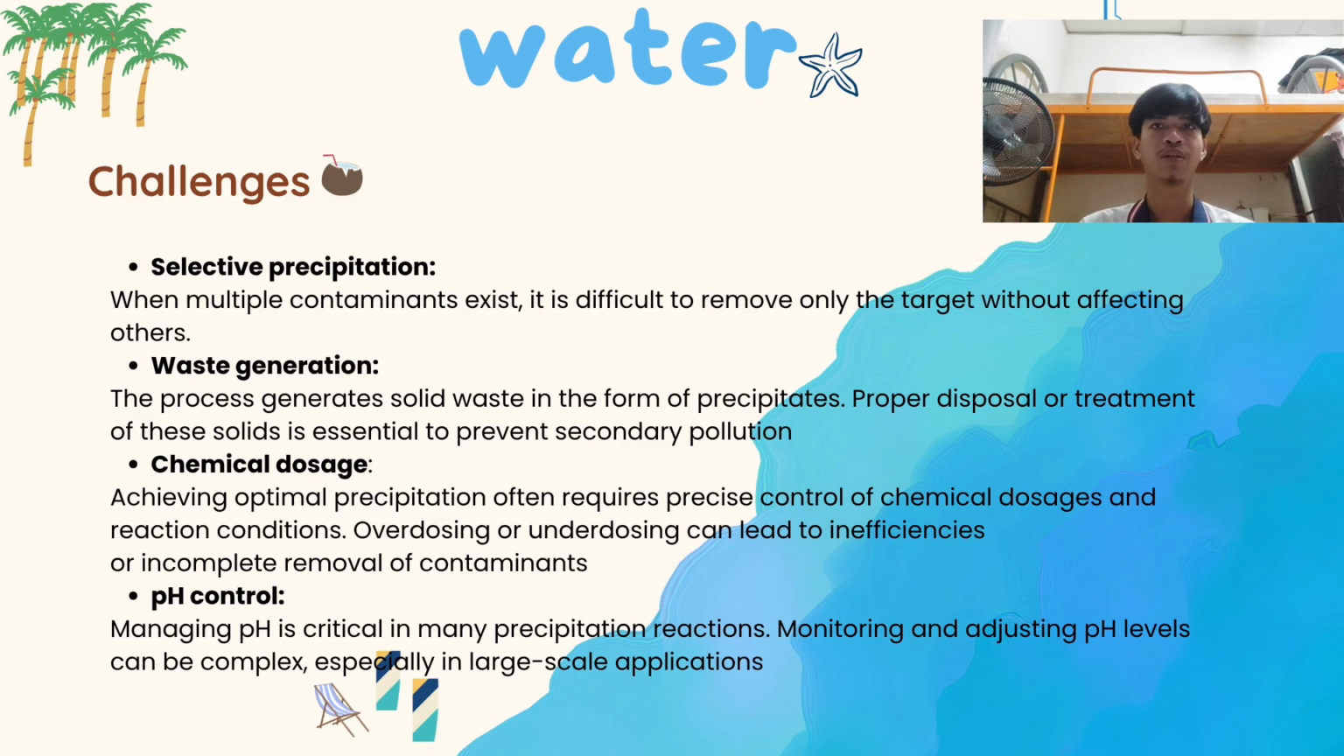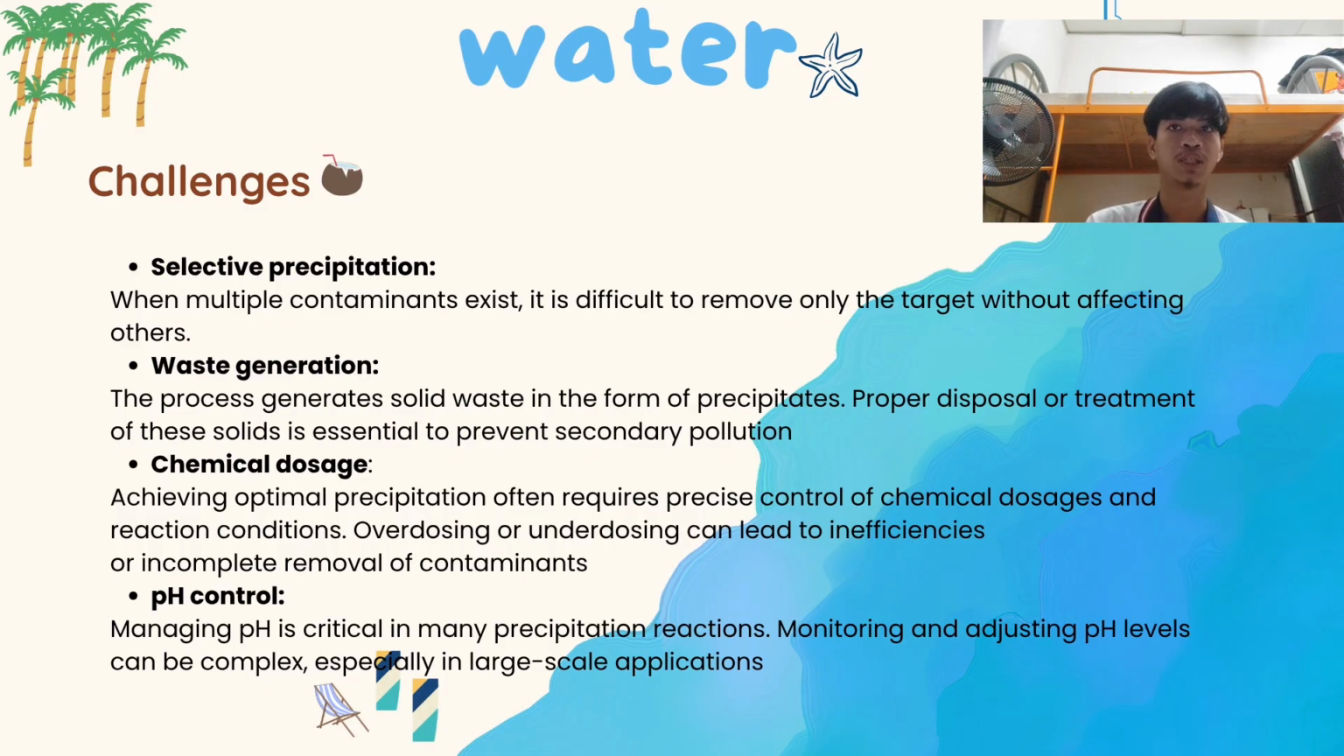Next, we're gonna talk about the challenges of using chemical precipitation. Firstly, selective precipitation. When multiple contaminants exist in water bodies, it is difficult to remove only the specific target without affecting others?